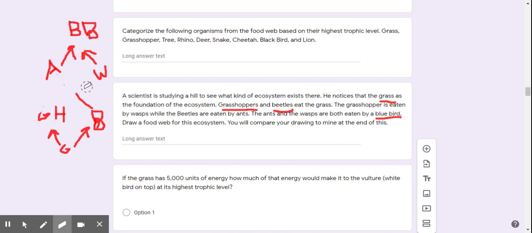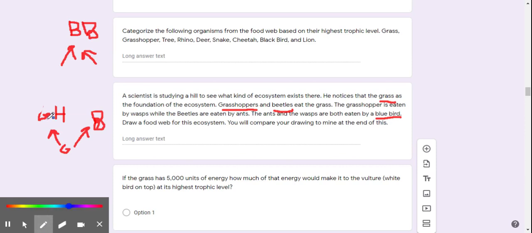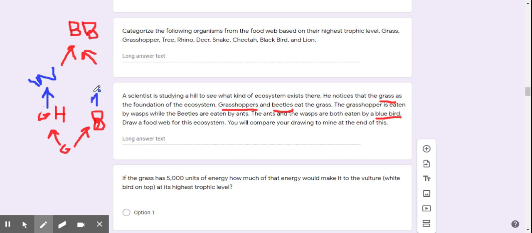I could have actually done them like this. If I wanted to, I could have just done a straight line for them. I only crisscrossed them because I thought it would look nice. But I could have just done this instead. And since the grasshopper is eaten by the wasp, I would have just put the W here. And since the beetle is eaten by the ants, I would have just put an A here instead. Nothing too crazy. The only reason I took the other path is because personally, I thought it looked nicer. That's it. Now, let's go forward with this next part.